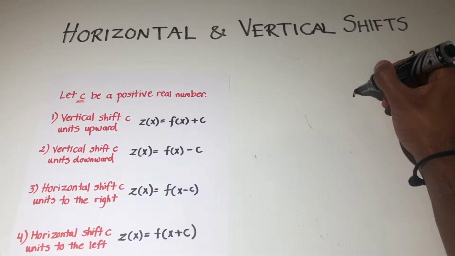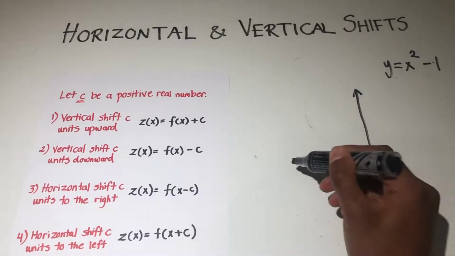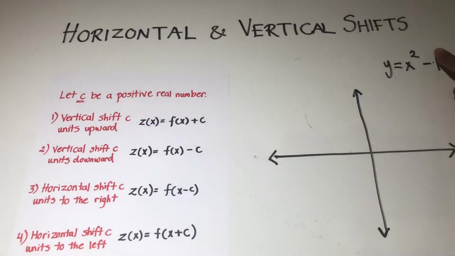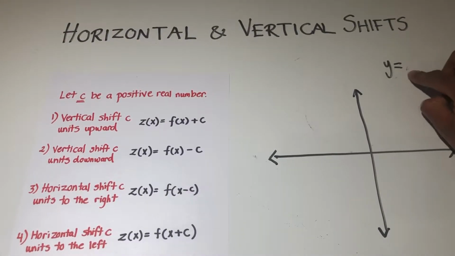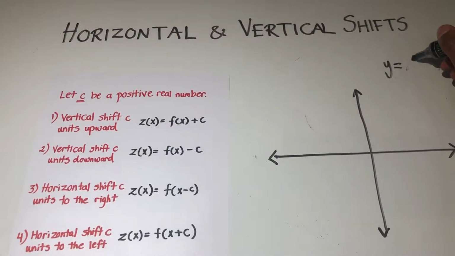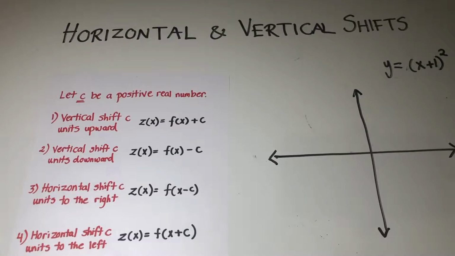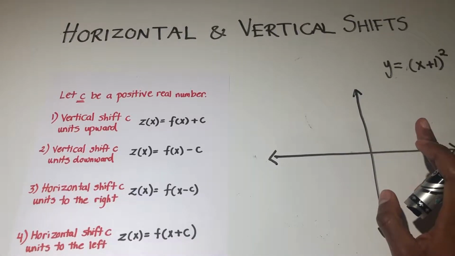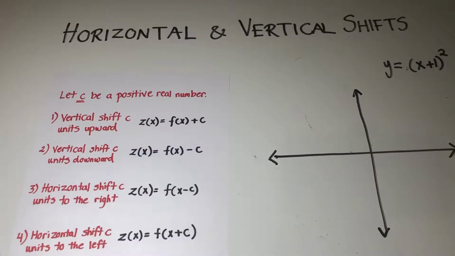Now, assuming we want to try moving the graph either left or right, let's say (x+1) squared. The function itself didn't really change. However, it did shift 1 unit to the left, as you can see here. C is basically +1. Now this can sound a little bit confusing, as you would assume if it's plus C, it would move to the right. But that's not the case here.